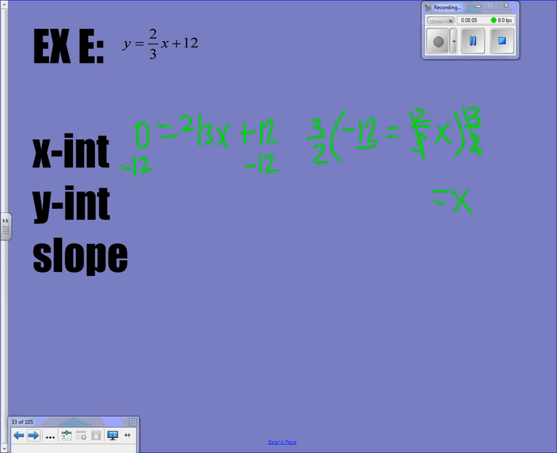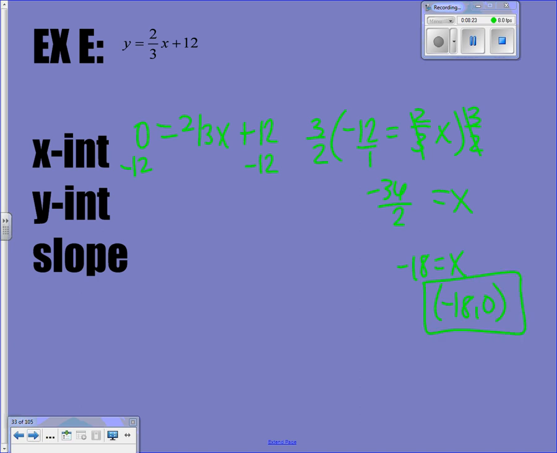So again, I'll put negative 12/1. When you multiply fractions, you go straight across. So 3 times negative 12, negative 36. 2 times 1 is 2. Simplify that down. Negative 18 equals x. So if you want to give me an ordered pair, that would be negative 18, 0.